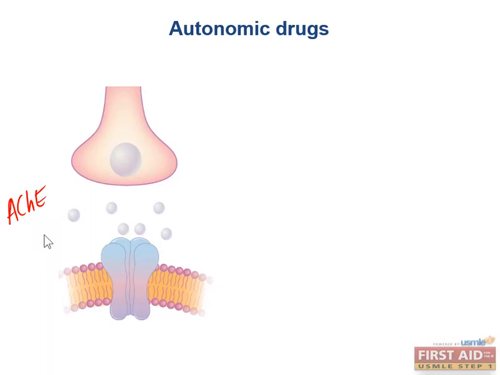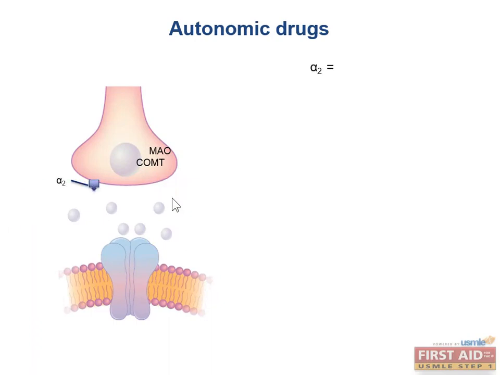On the other hand, we're going to have MAO and COMT. These are the enzymes responsible for breaking down our norepinephrine or our catecholamines, but they are located within the neuron, not in the actual cleft space itself. Therefore, the main method for clearing norepinephrine from the synaptic cleft is reuptake into the neuron.